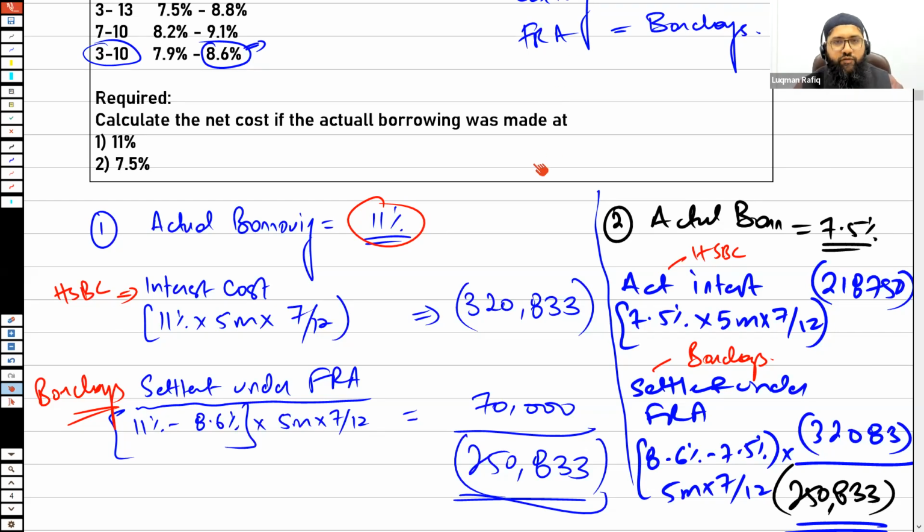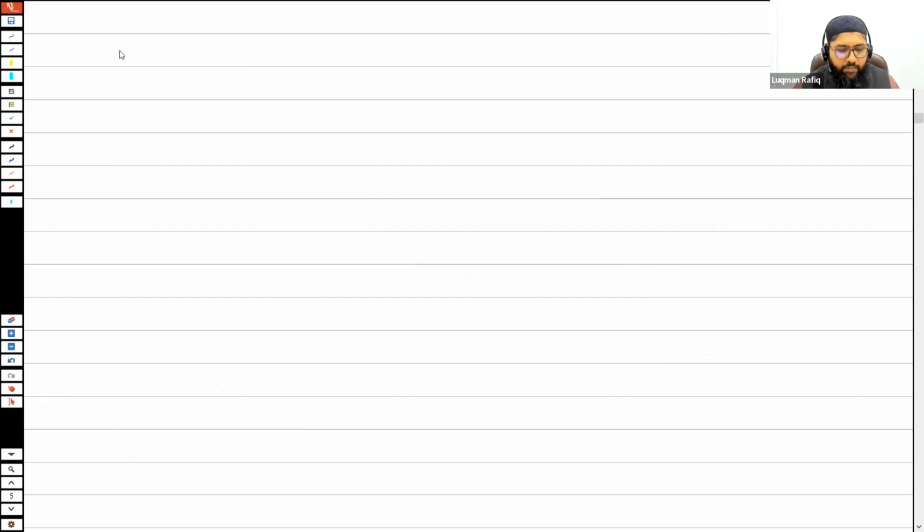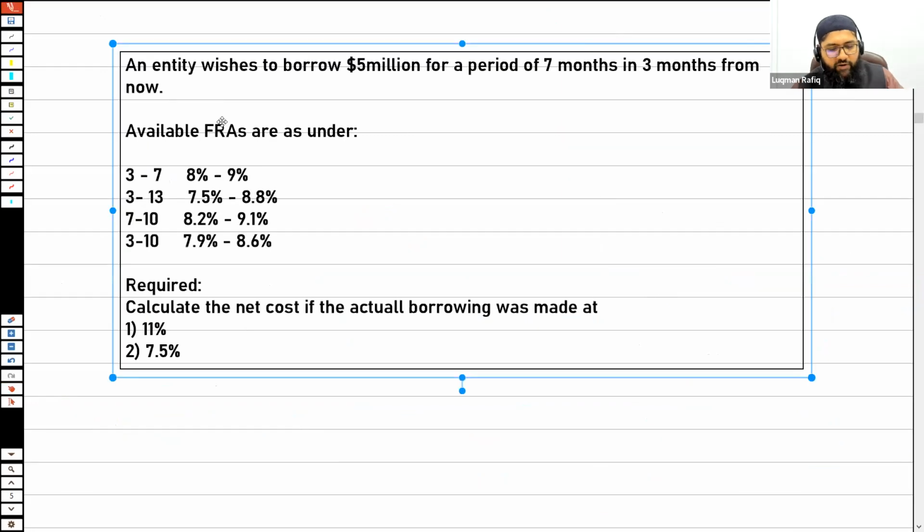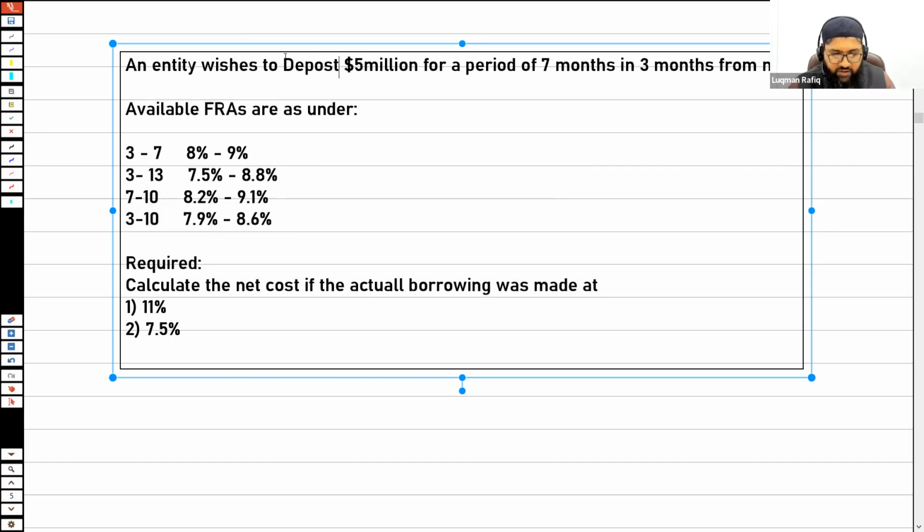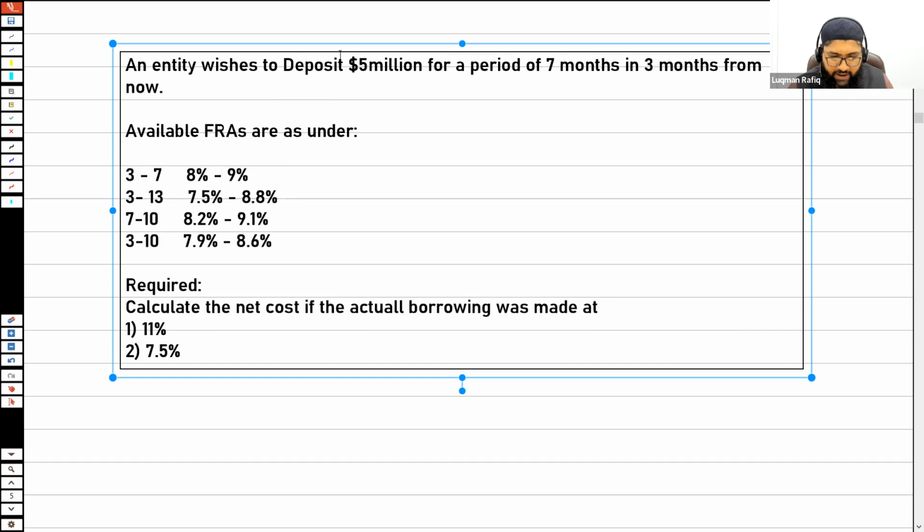Okay, how about the rest of you? Are you people okay with this? Okay, lovely. I'm going to create an example for you people from the perspective of a borrower. And I'll see to what extent you people can do it.